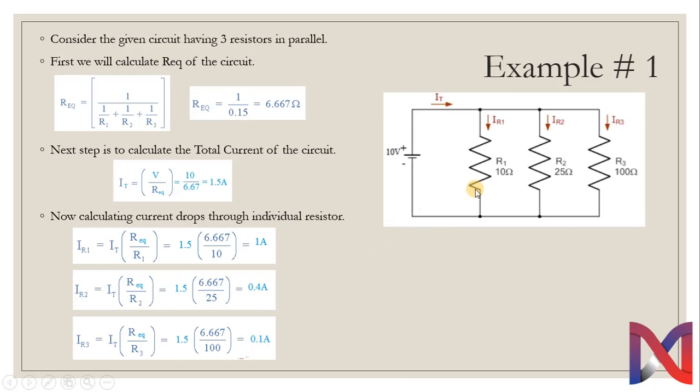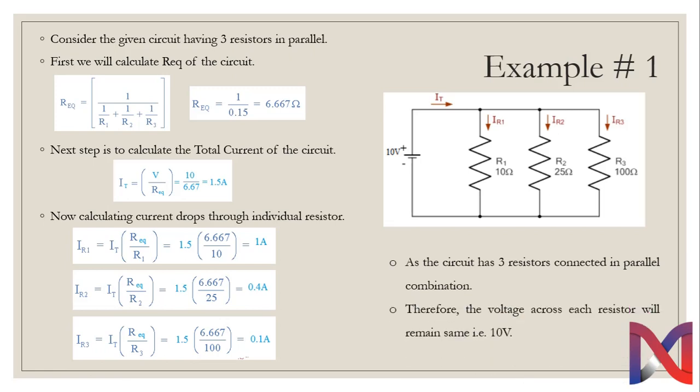Now here, if you think, the higher the value of the resistor, the lower is the current, while the lower the value of the resistor, the higher is the current. It shows the inverse proportionality of current and resistance. As the circuit has 3 resistors connected in parallel combination, the voltage across each resistor will be the same, that is 10 volts.